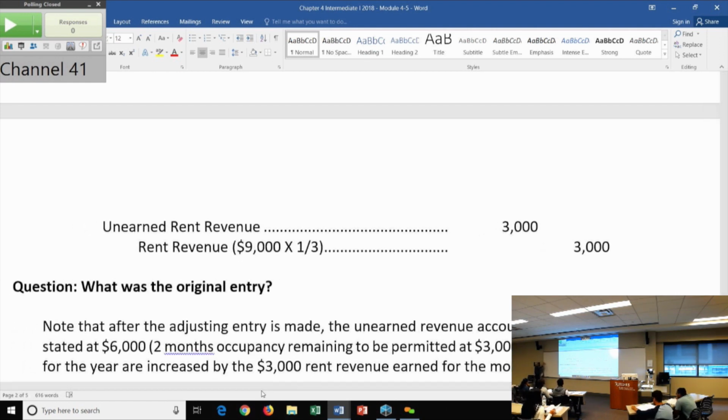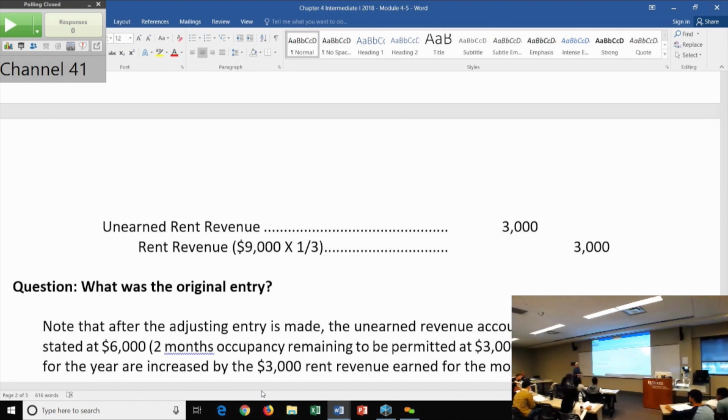This was on October 1. Debit to cash and a credit to unearned rent revenue. So that was the original entry. And you need to know how the transaction was recorded first in order to make the adjustment. So if I would have debited cash and credited rent revenue, then you'd have a totally different adjustment.